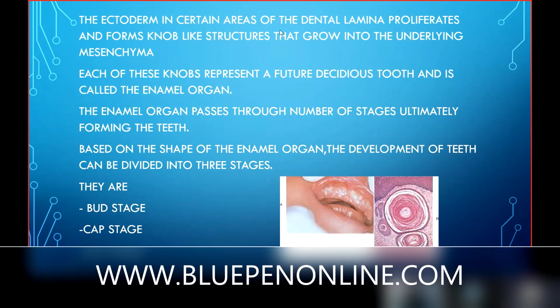The ectoderm in certain areas of the dental lamina proliferates to form knob-like structures that grow into underlying mesenchyme. Each of these knobs represents a future deciduous tooth and is called enamel organ.